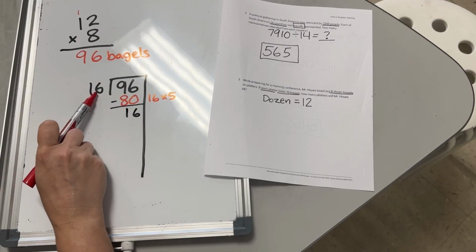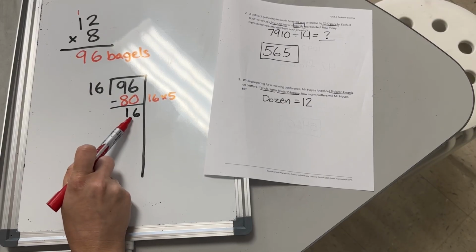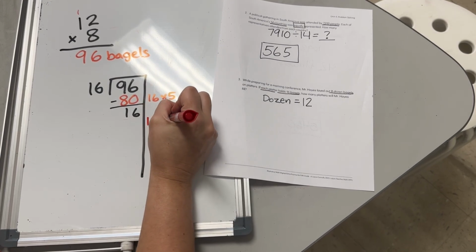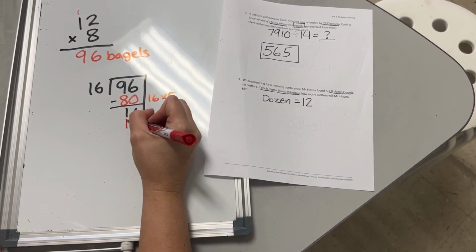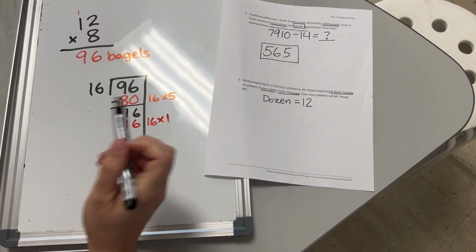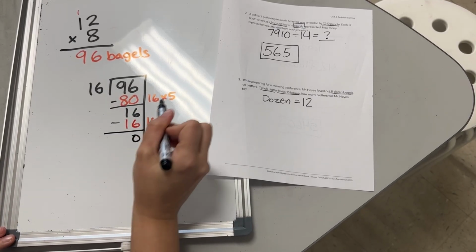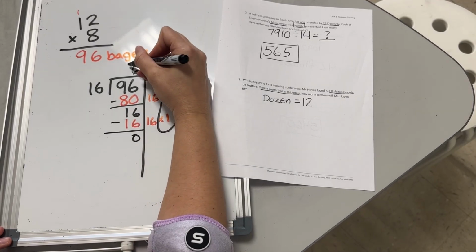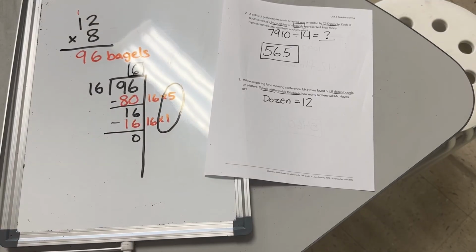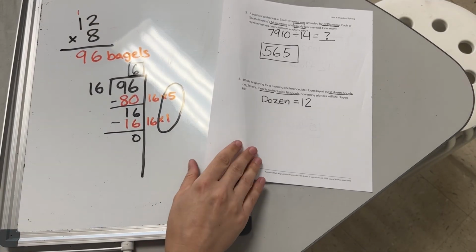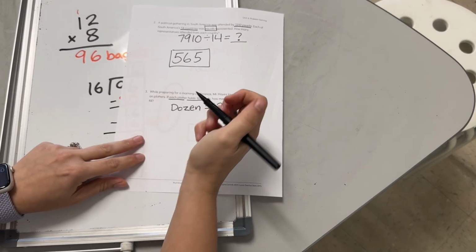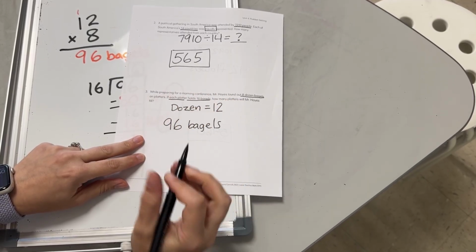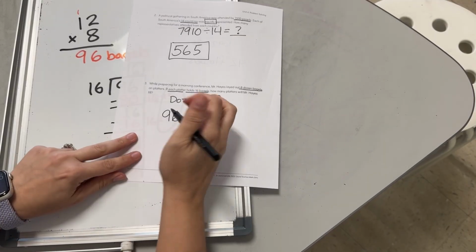Well, I know that if I have 16 bagels and 16 bagels fit on each platter, then that's only going to be one more platter, 16 times 1. 16 times 1 is 16, and I'll go ahead and subtract to 0. Looking at my final answer here, 5 and 1 is 6. So the answer is 6 platters of bagels. We knew we had 96 bagels, and we ended up with 6 platters.